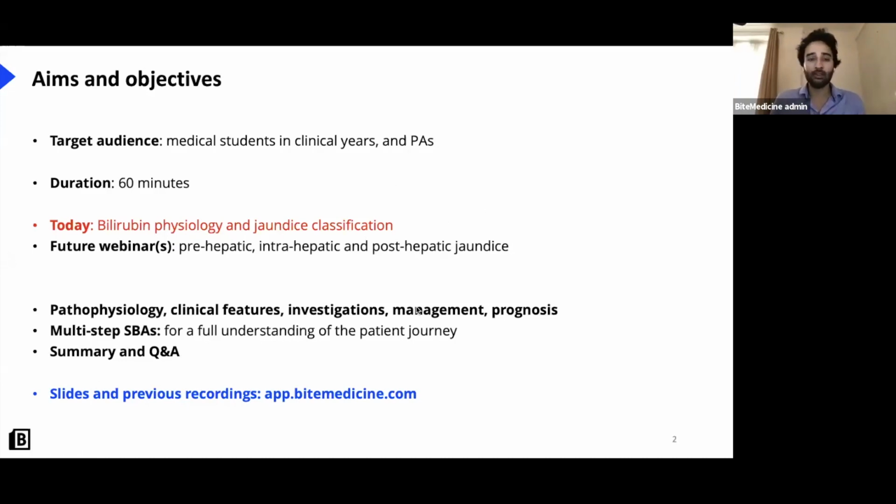So hopefully we're aiming around 60 minutes or so, and then our future webinars will be going into more detail on pre-hepatic, intrahepatic and post-hepatic jaundice as well. But as I said, physiology is going to be the main focus here today, and then linking that into clinical features as well. As we normally do, pathophysiology going through all the way to prognosis.